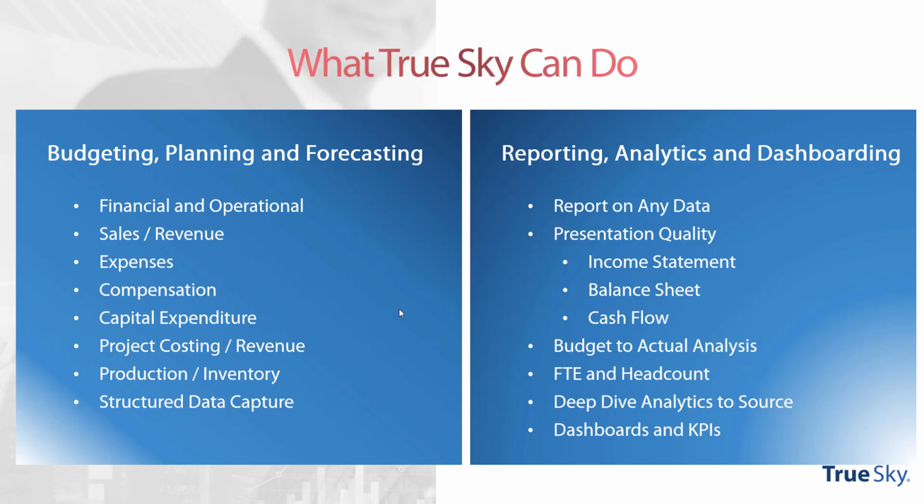So let's talk a little bit about what TrueSky can do. Now, what you're seeing up on screen are some of the things that TrueSky can do. It is by no means everything TrueSky can do, but these are some of the more common usages that we have out there with TrueSky in our client base. When it comes to budgeting, planning, and forecasting, people are doing things like both financial and operational type planning. It could be sales or revenue forecasting. It could be expense budgeting, compensation planning, capital expenditures, things around project costing, project revenue, production planning, inventory planning is done as well as we have clients using TrueSky just to do structured data capture because they don't have a system to put that information into.